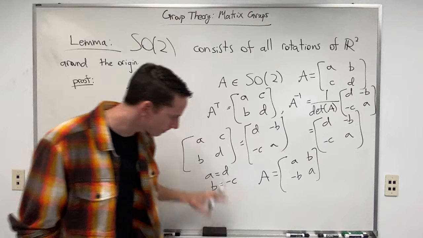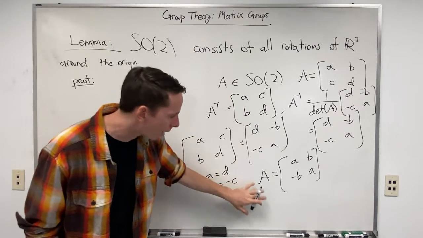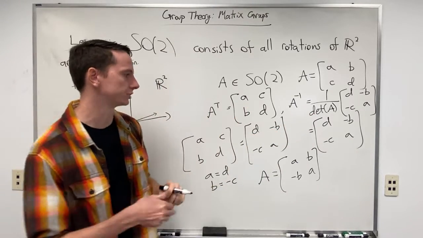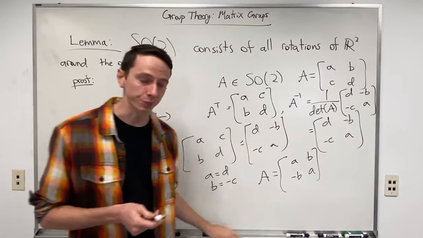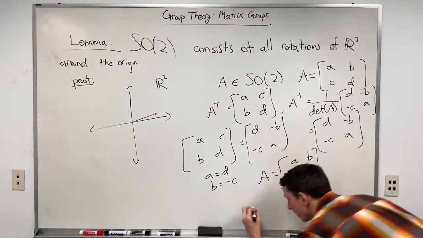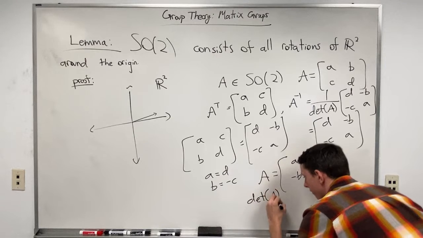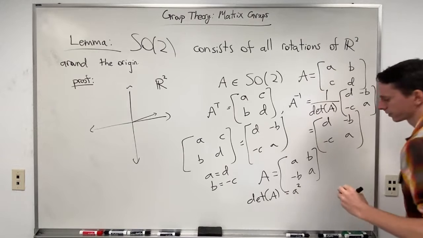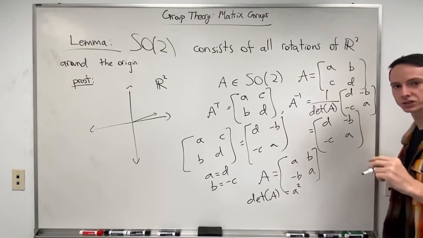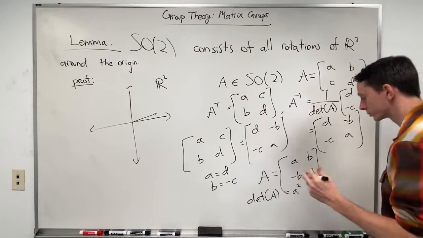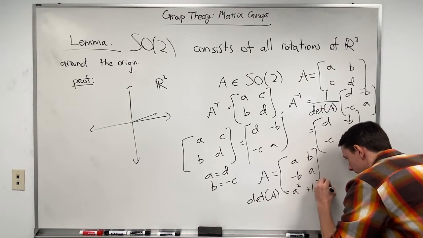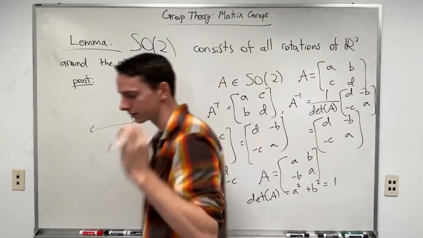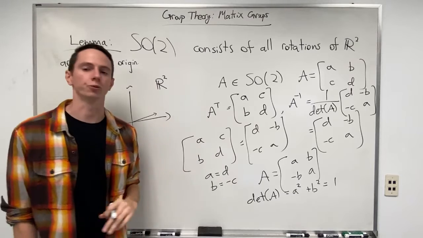Now, if we were to continue this and think about computing the determinant of A, we know that the determinant of A is 1, but if we were to actually write out what its structure looks like in terms of a's and b's, here's what we would get. The determinant of A is the product of the main diagonal elements, which in this case is little a squared, minus the product of the off diagonal elements, which is minus negative b squared, or just plus b squared. Since it's an SO2, I know that its determinant needs to equal 1, so I get the condition a squared plus b squared equals 1.